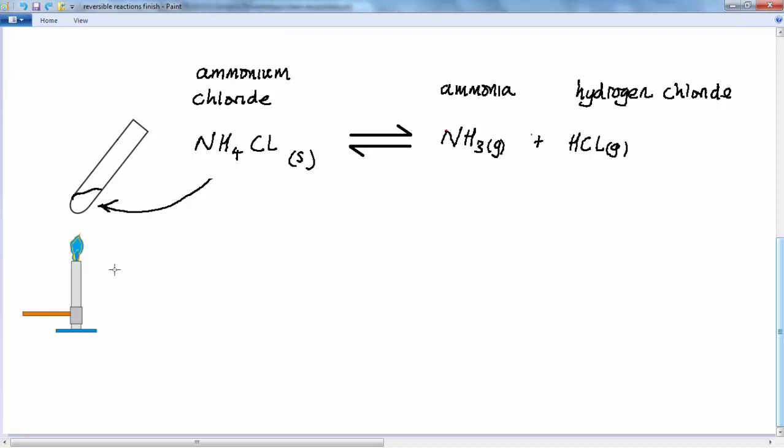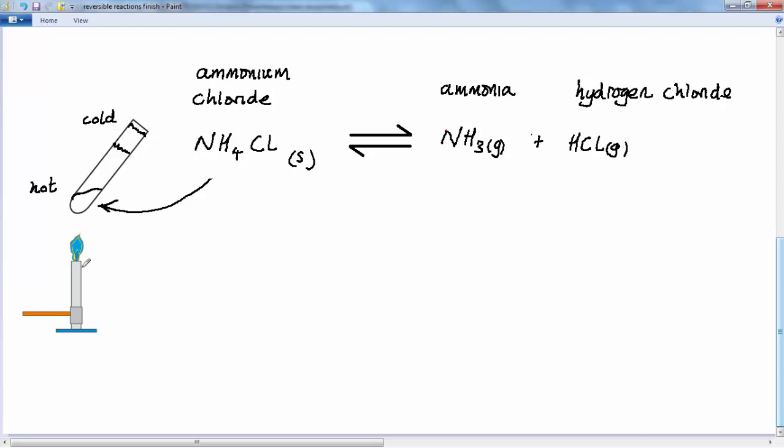But what you're going to notice is that as you do so, and this is the important point, on the colder part of the test tube, so here the test tube's hot, obviously because we're heating it, but up here by the mouth of the test tube it's cold, the glass is cold, and what's going to reappear again at the top of this test tube is the ammonium chloride. So the ammonium chloride, a white crystalline powder, is going to reform on the glass at the top of the test tube where it's cold.